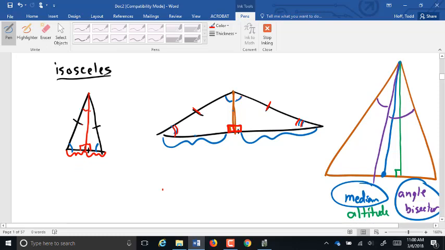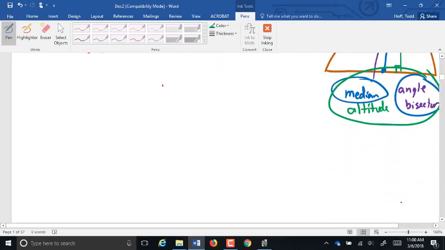It's also an angle bisector because it cuts those angles that are going to be the same, cuts the angle in half. So in an isosceles triangle, if we go from that vertex between the two equal sides, these three things end up being the same. A median is an altitude, is also an angle bisector. So if we construct any one of the three, we've constructed all three.